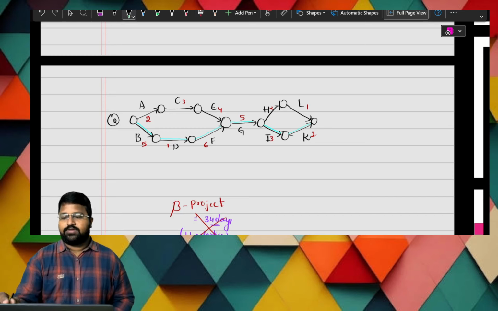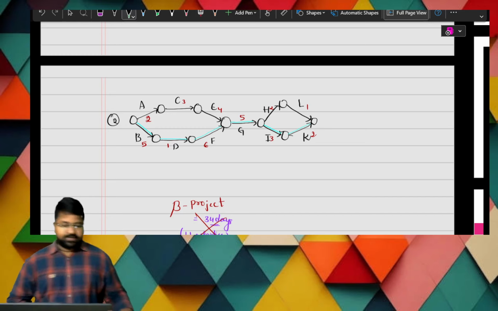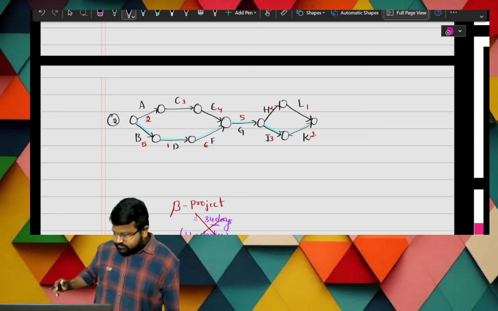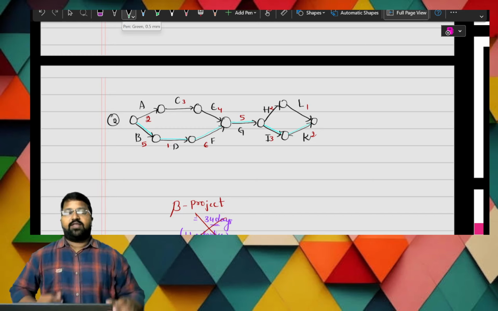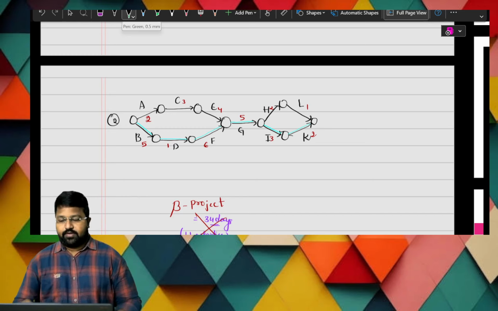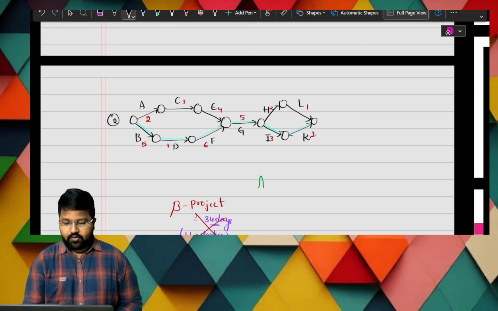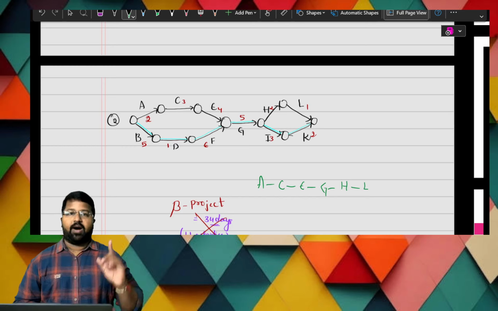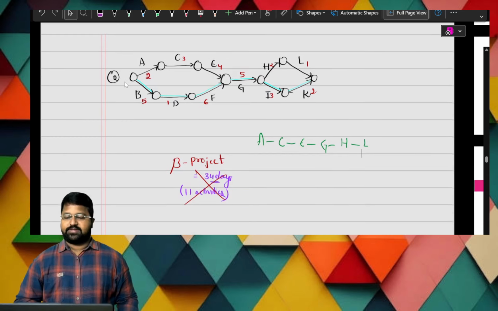Now, in this case, what are the ways to reach the end point? From A, we are going to C. From C, we are going to E. From E, we are going to Z. From Z, we are going to H. And from H, we are going to L. This is one path.